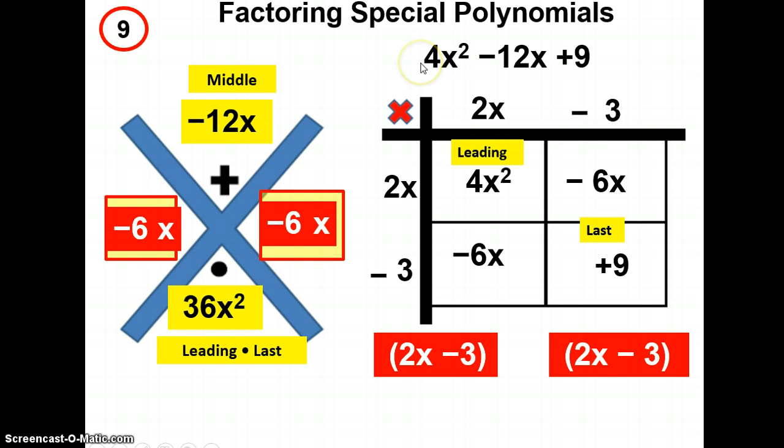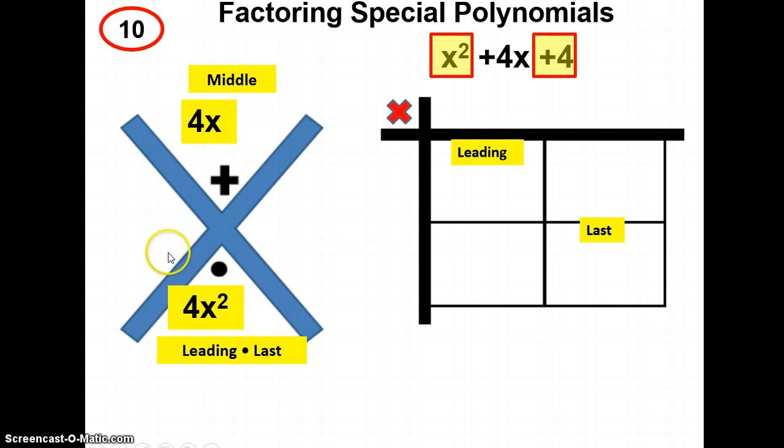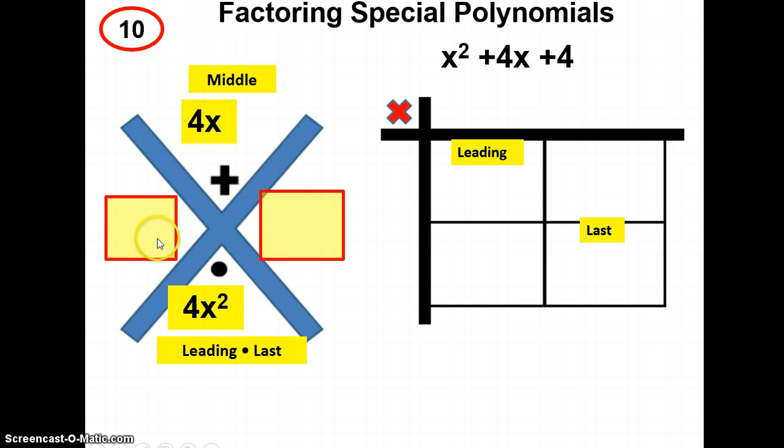Let's try one more. I have x squared plus 4x plus 4. My middle term will go here. First times my last will be 4x squared. What two numbers can you think of that multiply to get me 4, but add to get me 4? 2 and 2. So we'll put them in here.